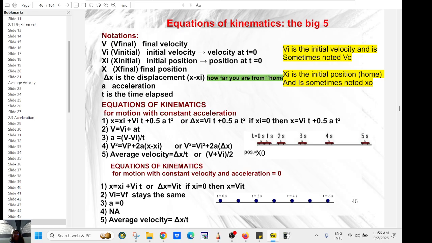This is in the case when you have a constant acceleration. Acceleration can be positive or negative. This is when you have no acceleration. Okay, so you already know those equations here. These are called the kinematics equations, the big five.